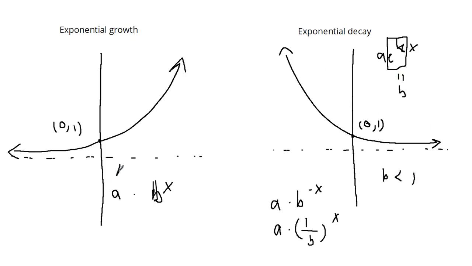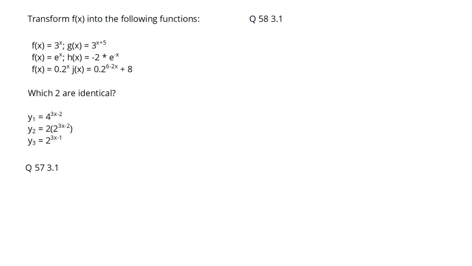When b is higher than 1, it'll grow. When b is equal to 1, it's a constant function, so it's just a straight line, right? e to the kx is equal to b, and I think I have it in this slide. No, I actually don't.